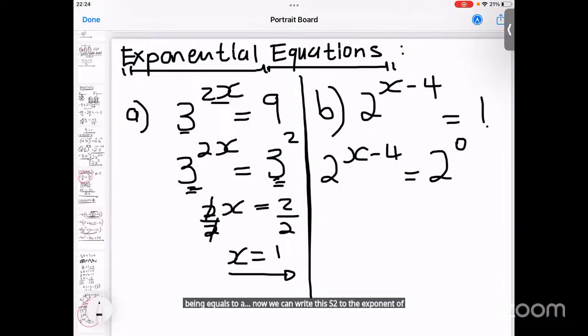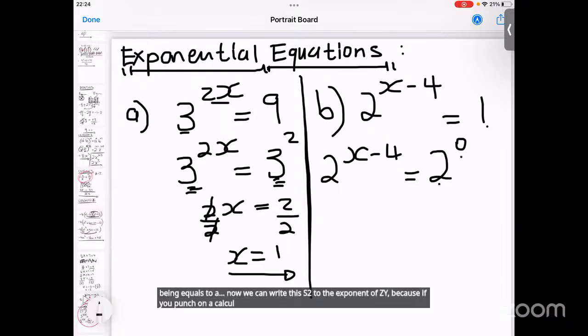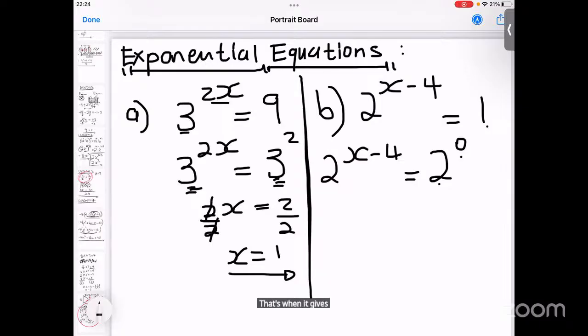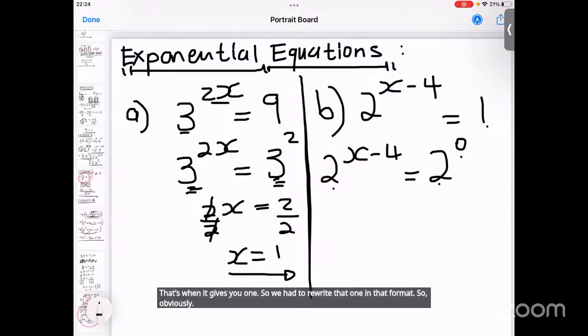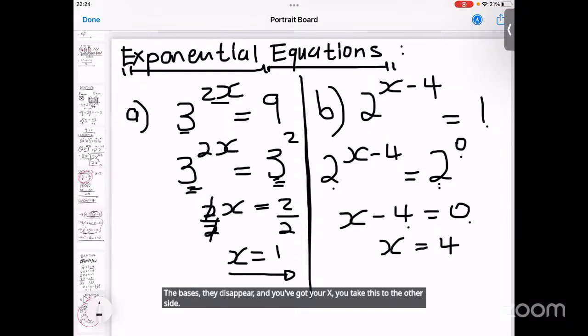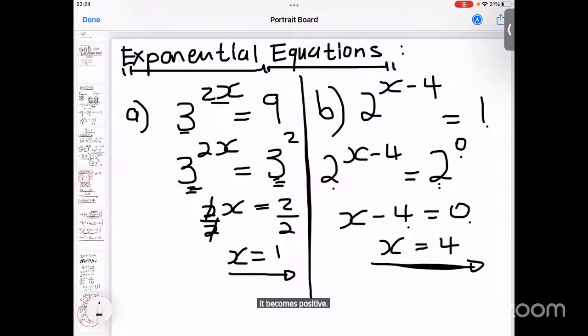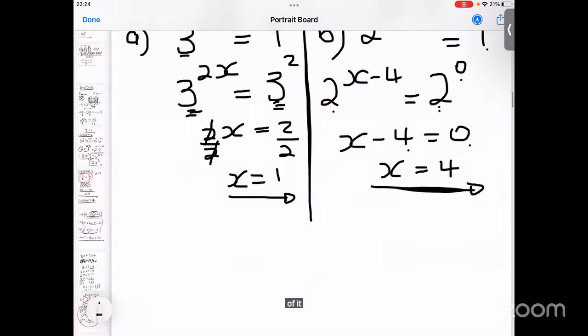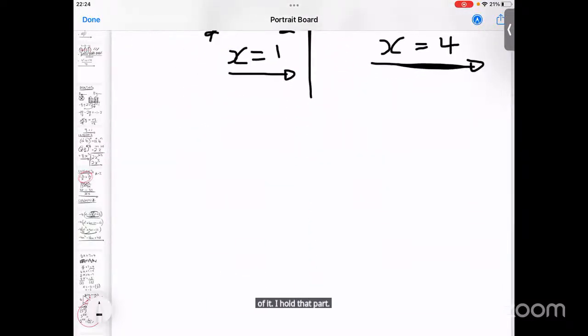Why? Because if you punch on a calculator 2 to the exponent of 0, that's when it gives you 1. So we had to rewrite that one in that format. So obviously, the bases are now the same. What you do, you equate the exponents, which means the bases disappear. Then you've got your x, you take this to the other side, it becomes positive 4, and that should be the end of it. I hope that part makes some sense.